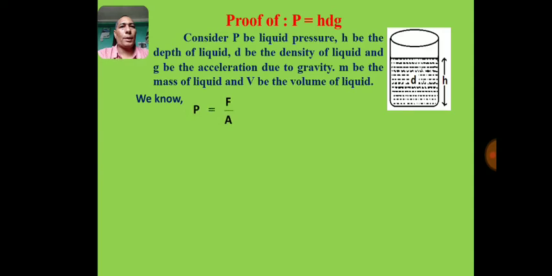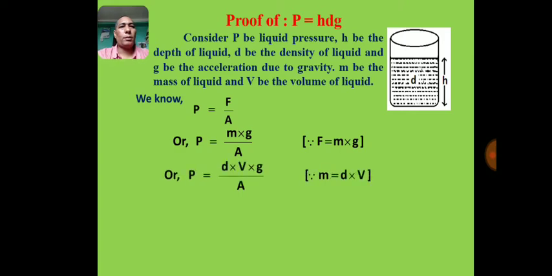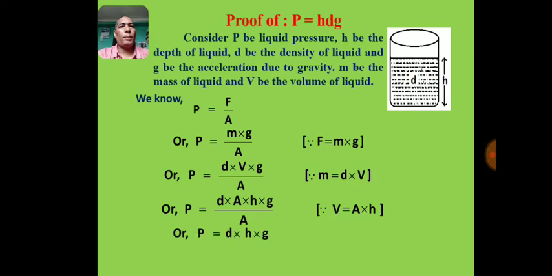P equals F upon A, or P equals M into g upon A, since F equals M into g, or P equals d into V into g upon A, since M equals d into V, or P equals d into A into h into g upon A, since V equals A into h, or P equals d into h into g. Therefore, P equals hdg. Proved.